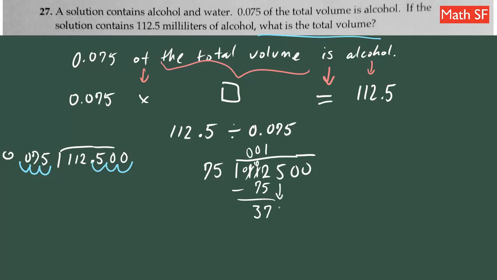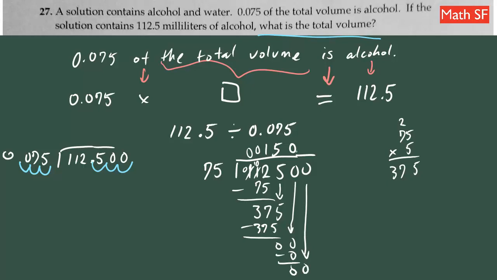Now let's bring this 5 down. 75, how many times will that go? Let's try 5 times. 5 times 5 is 25, 5 times 7 is 35. Oh, that went exactly. So it will be 5. 5 times 75 will be 375. Let's subtract that, 0. Now bring this 0 down. How many times does this go? 0 times. Bring the other 0. 0 times 75 is 0. Subtract, bring the 0 down. That goes 0 times, 75 times 0 is 0.